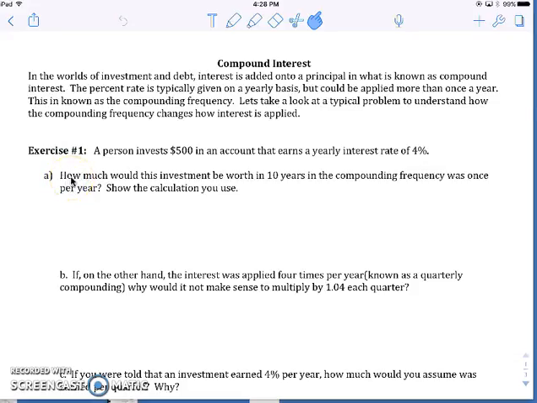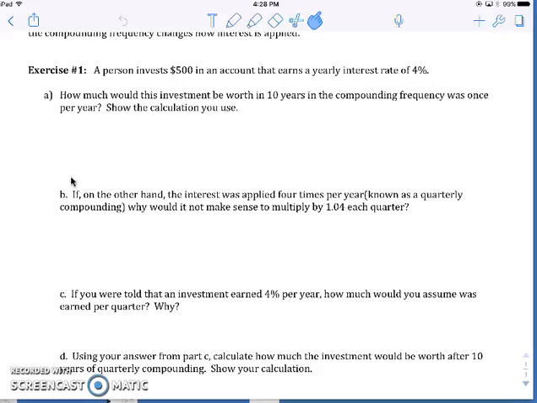So this first one here: a person invests $500 in an account that earns a yearly interest rate of 4%. So how much would this investment be worth after 5 years or after 10 years if its compounding frequency was once a year? So we deposit $500 and it's 4% each year.